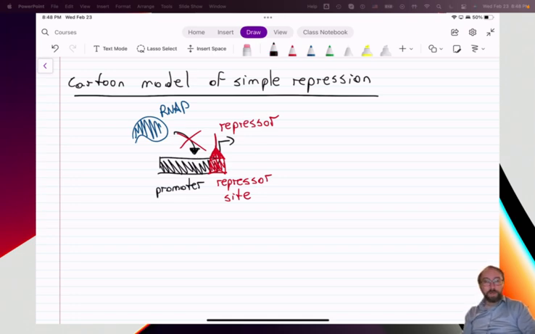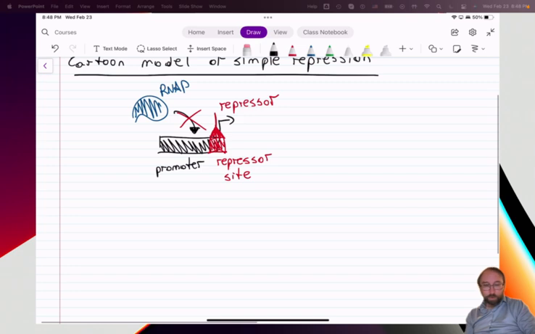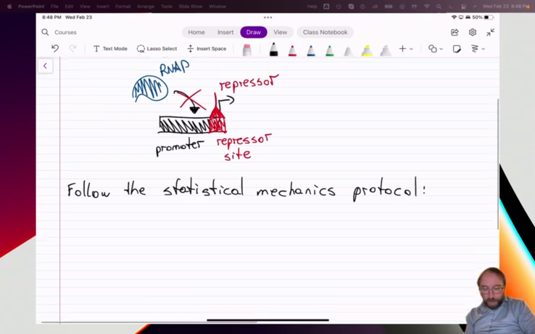Okay, so we want to turn this into math. We want to be able to predict, for example, the level of gene expression as a function of the number of repressors in the cell, as a function of the interaction energy between the repressor and the DNA. And to do that, we're going to follow the StatMech protocol just like we did for the constitutive promoter. So follow the statistical mechanics protocol. And what are the steps?